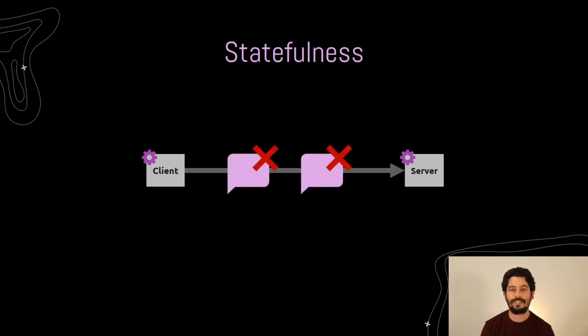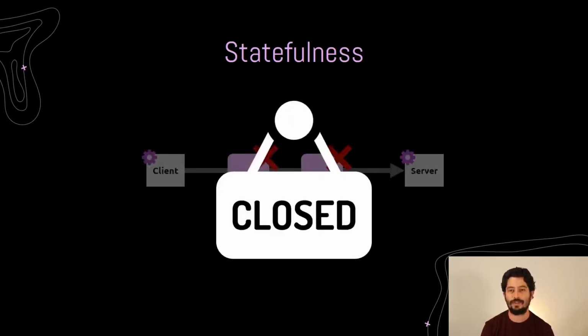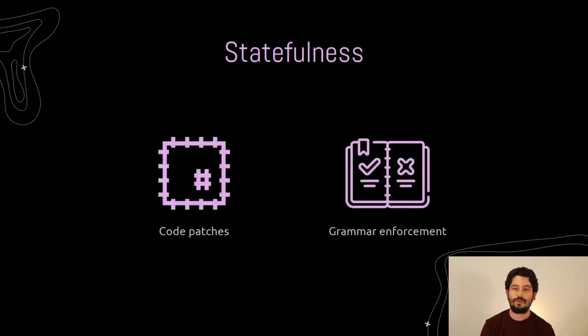Basically, whenever the target found out that there were 2 consecutive bad messages, it would simply close the connection. Obviously, this is horrible for fuzzing purposes, and we cannot allow it. So we had 2 approaches to get around it. The first was using code patches: simply avoid this, do not let the target close the connection. And the second one was grammar enforcement, meaning only allow the fuzzer to send messages that are valid enough to not close the connection. So let's talk about them for a bit.